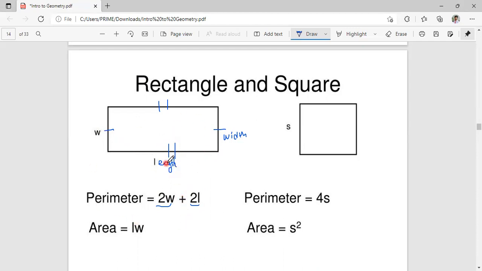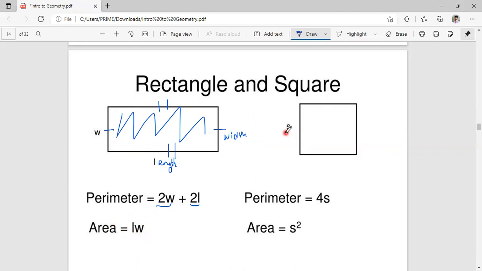Then what would the area be? The area would be the inside of this one. So here you go, we have this inside area. We just have to find the inside of this area. We have the length over here, this L, and the width over here. So we have to multiply this length and width.